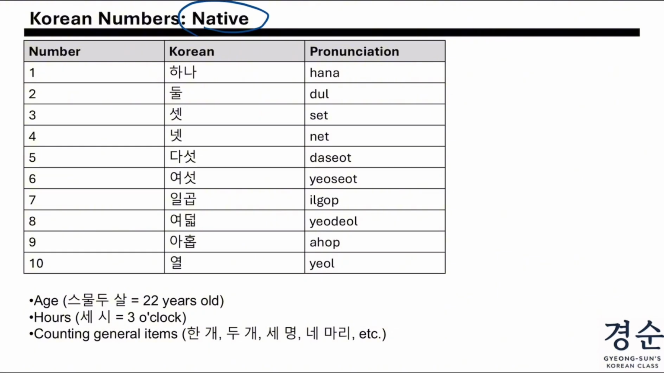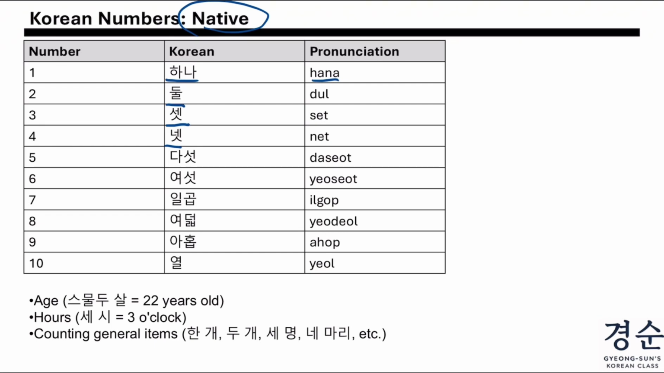Okay, so I believe from 1 to 5 you might already be familiar with. Okay, let's see numbers 1 until 10. So 1 is called Hana. Okay, Hana, which is 1, and 2 is 둘. Okay, 둘, and 3 is 셋. Okay, and 4 is 넷, and 5 is 다섯.